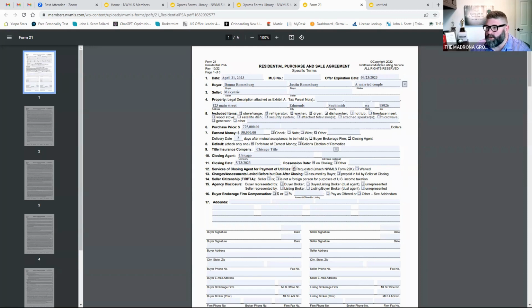I mean, most people know who picks up their garbage. Most people know who they pay their PUD to. So that's all it is, just spelling out who utilities are paid to.